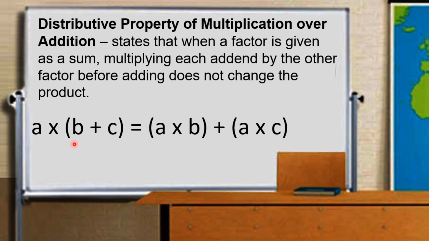A times, open and close parenthesis, B plus C equals, so, si A, imumultiply natin kay B. So, open and close parenthesis, A times B. And then, si A, imumultiply natin siya kay C. Kaya meron tayong plus A times C. So, dinistribute lang natin itong given natin na nasa labas ng parenthesis sa mga given na nasa loob ng parenthesis.